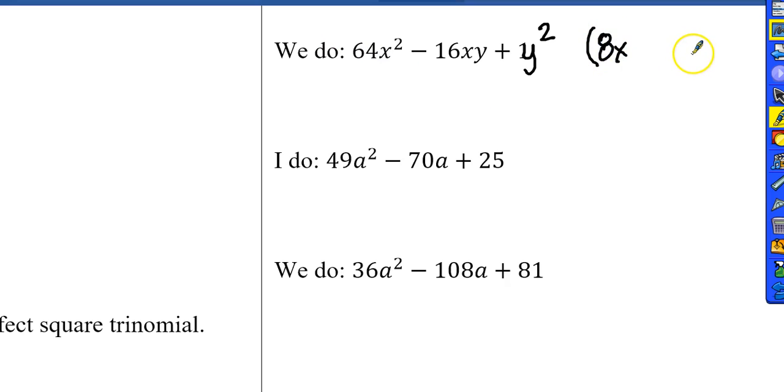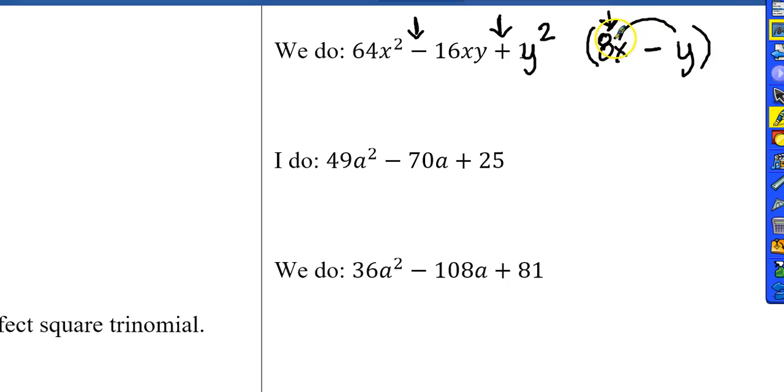8x. And how about the square root of y squared? Y. All right. Should I use a positive or a negative? Because this is positive, but this is minus. Okay, now let's check it before we write a square on it. So we got 64x squared if we square that, right? Multiply that times that. Negative 8xy.